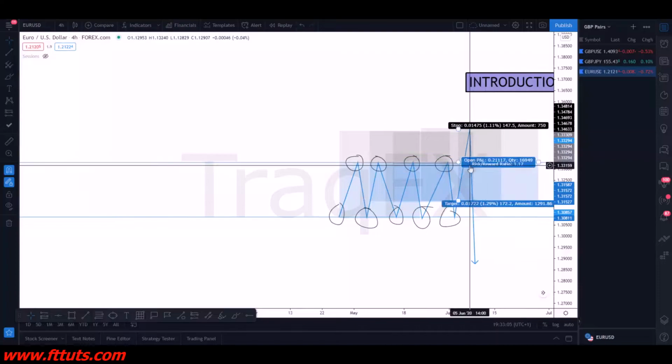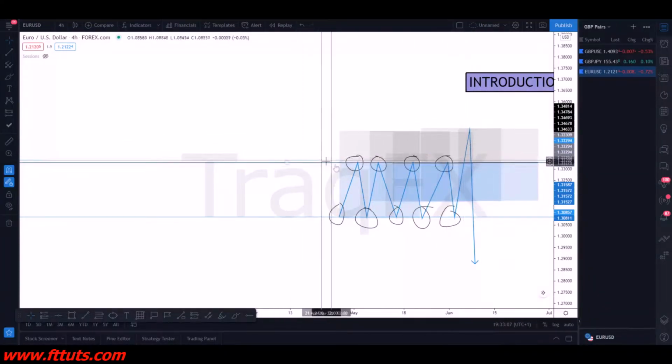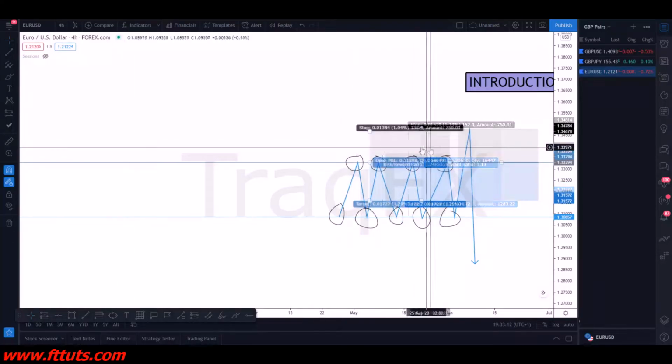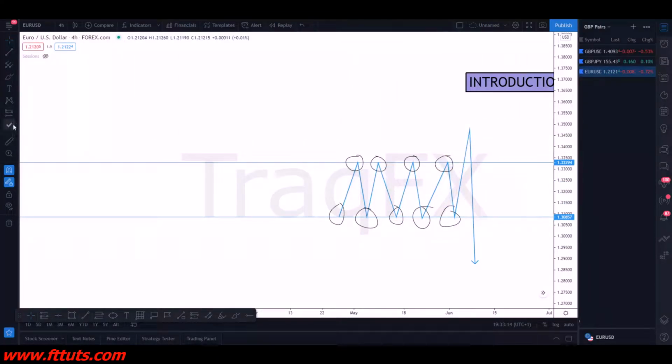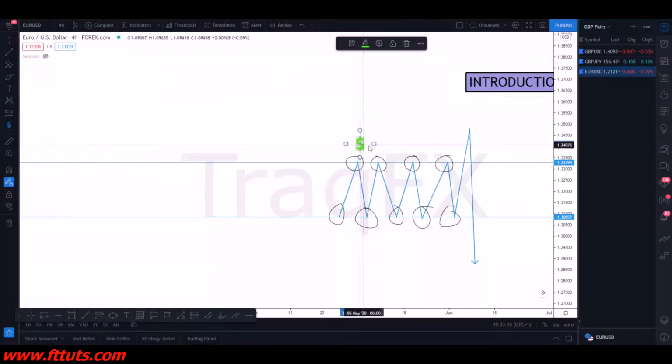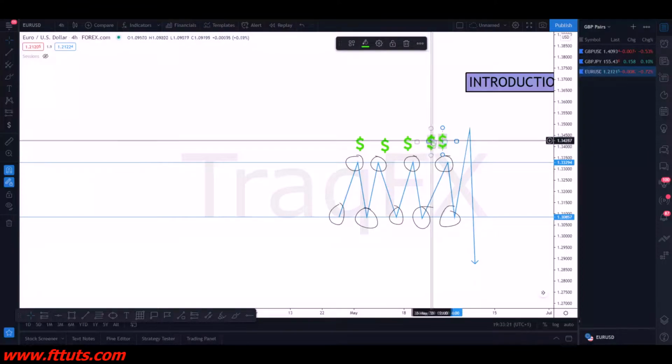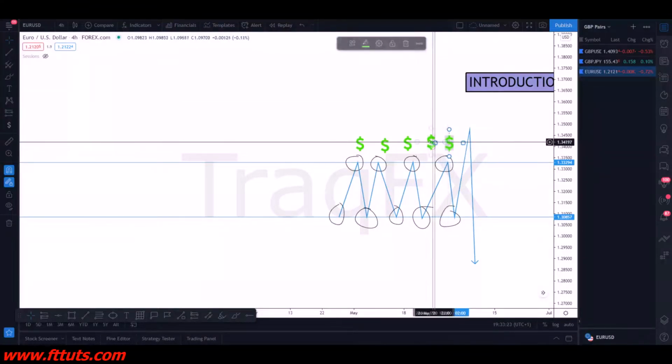So how do we know that this is a liquidity grab? Well, one, we know that there's money resting above. So let me delete all this stuff right here. We know that there's stop losses resting above, right? It's pretty obvious there's stop losses resting above.